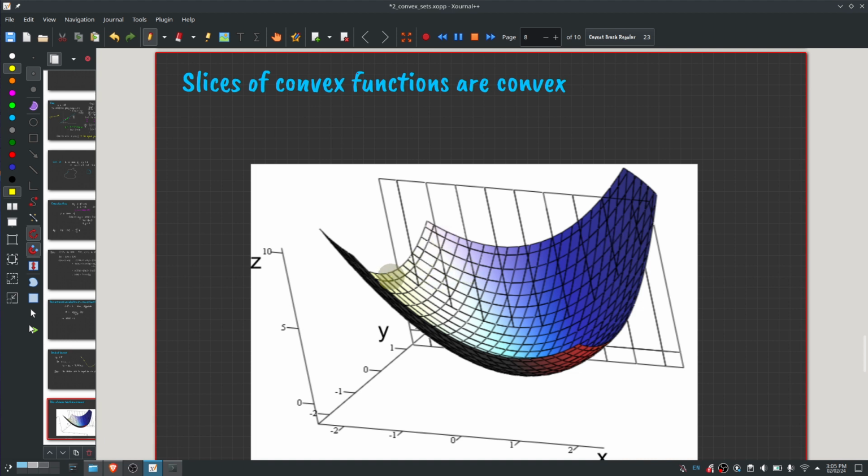So if you think of this particular two-dimensional function, so let's say that I'm sitting somewhere over here. Is this visible?